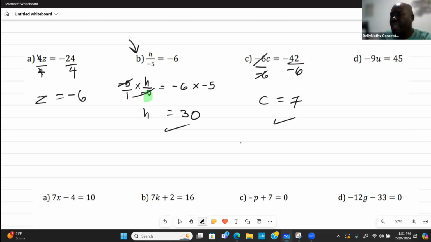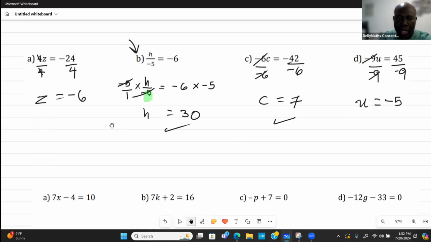For D, negative 9 is multiplying to the U. So in order to get rid of it so the U could be by itself, I'm going to divide by negative 9 and balance the equation by dividing the other side by the same negative 9. On the left side, when I divide by negative 9, it cancels itself. I'm left with U. This is going to equal 45 divided by negative 9, which is negative 5.